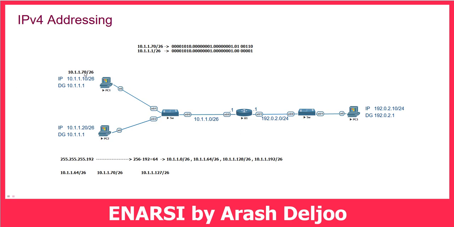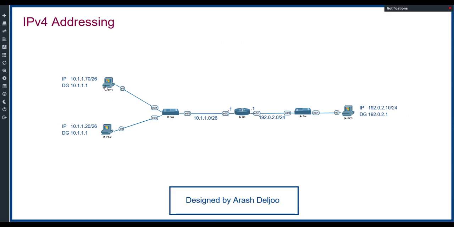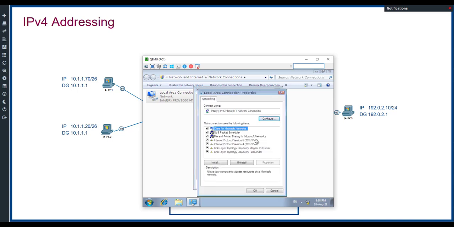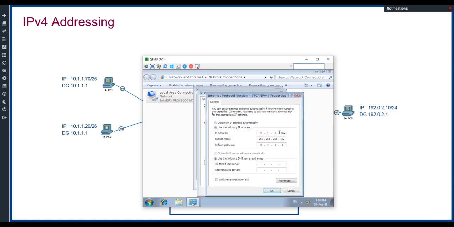For example, with this IP address, you can use one of the IP addresses in the range between 10.1.1.64 to 10.1.1.127 as a default gateway. Let me show you: when we have this IP address on PC1, we cannot send traffic to the outside of the network. This is our scenario. I'm going to change the IP address of PC1 from 10.1.1.10 to, for example, 10.1.1.70.